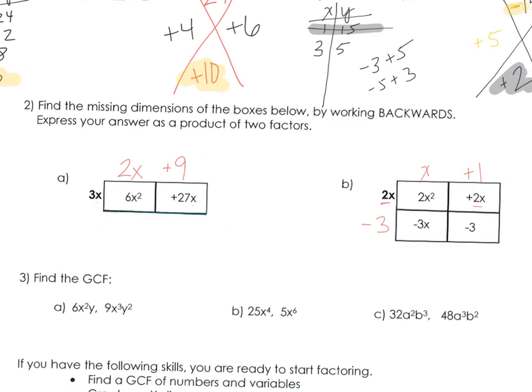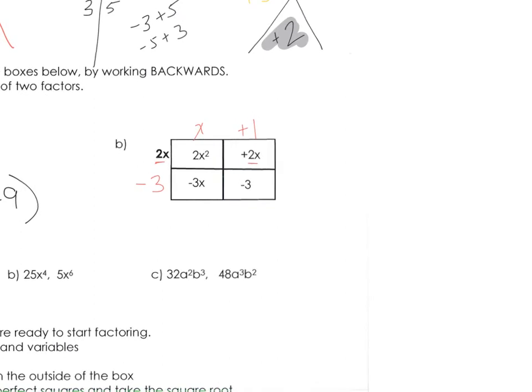Let me see what I put in the directions. Find the missing dimensions of the boxes by working backwards. Express your answer as a product of two factors. Okay, I skipped that step, so I want to go back and do that. Here's what I mean, express my answer as a product. 3x times, product means multiplication, 2x plus 9. There's two factors, 3x and 2x plus 9. Whatever's multiplied together are the factors, the outside of the box. In this case, I'm going to have 2x minus 3 times x plus 1. There we go.